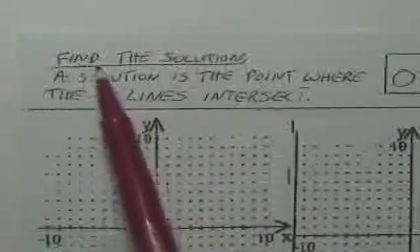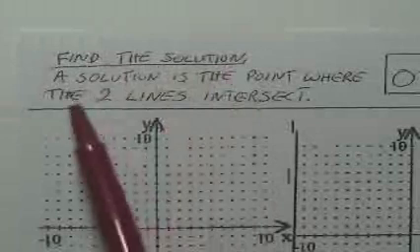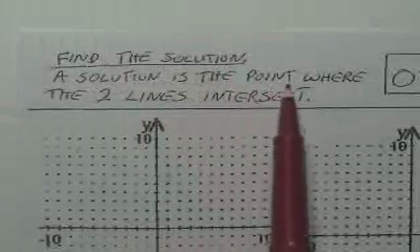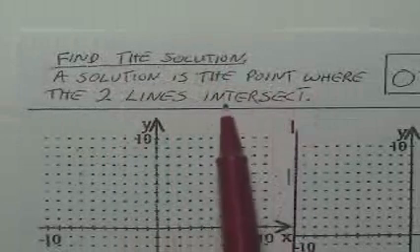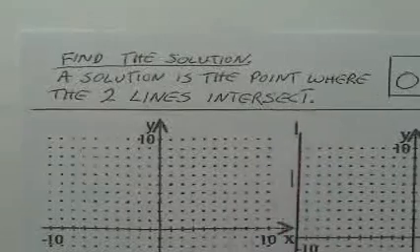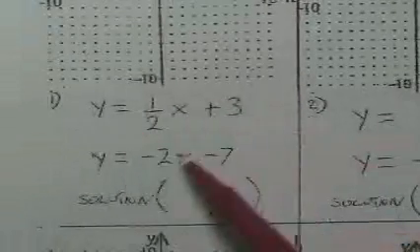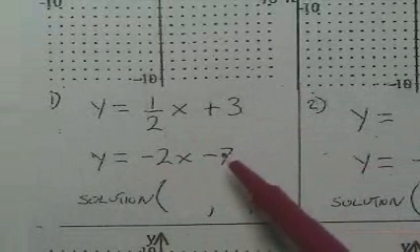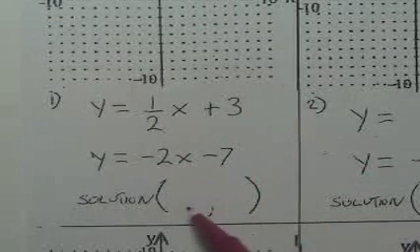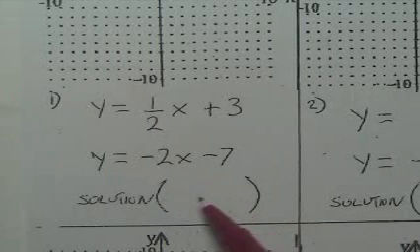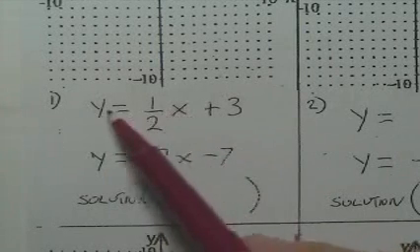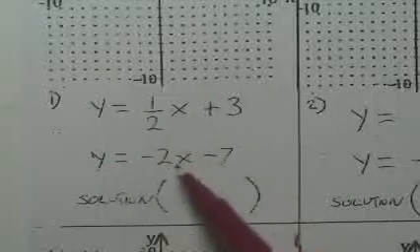Let's look at the directions. It says, find the solution. A solution is the point where the two lines intersect. And notice that you are given two equations. You draw the two lines and find out the point where they cross, where they intersect. And those will be the numbers that will work for both x and y in both these equations.